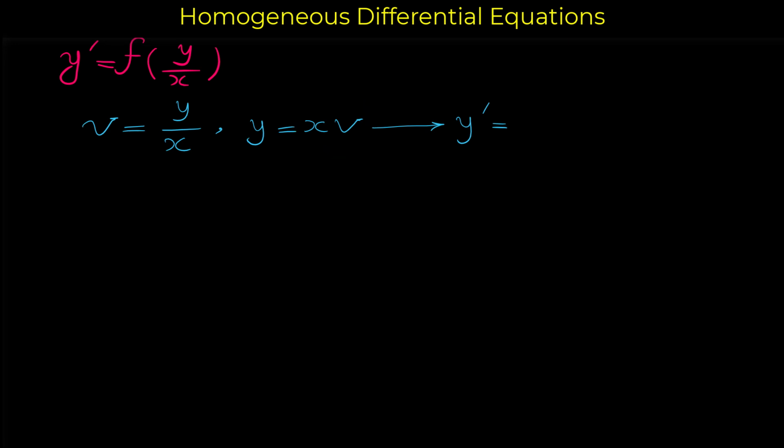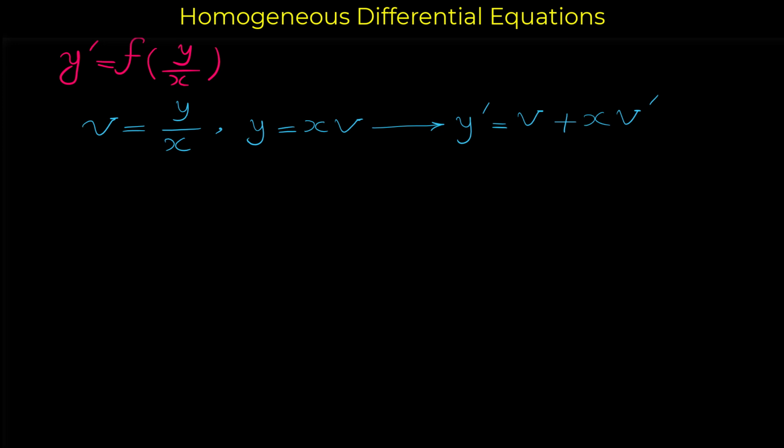Derivative of x times v, based on the product rule, is derivative of x, which is 1, times v, plus, write the first function, which is x, times derivative of v, which is v prime. So we replace y over x with v, and we replace y prime here with v plus x v prime. By doing this, we can convert a homogeneous differential equation to a separable differential equation. Let me show you the first example.